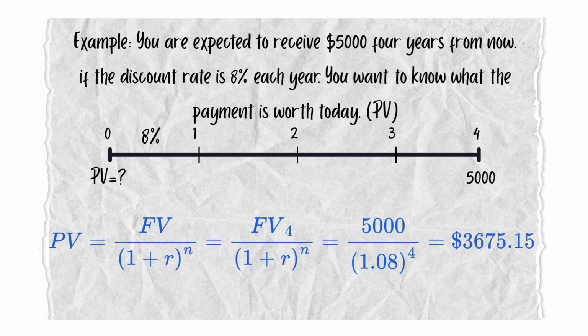For this example, we apply this formula in the previous slide, but FV is 5,000 because that's the amount you're expected to receive 4 years from now. So that will be a future value. r is the interest rate, so it will be 1.08, and n is the number of periods, which is 4.